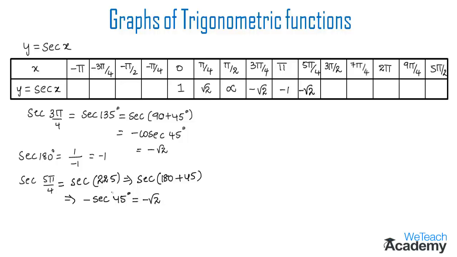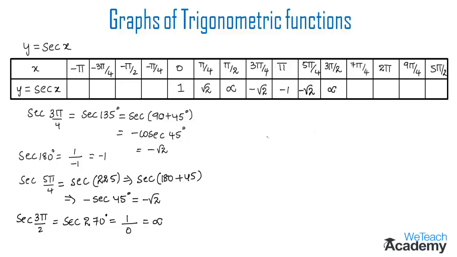And the next radian, 3 pi by 2. So secant 3 pi by 2 can be also written as secant 270 degrees. And its value will be equal to 1 by the value of cos 270 degrees, which is 0. So 1 by 0 is infinity. So here we get infinity as the value of y.